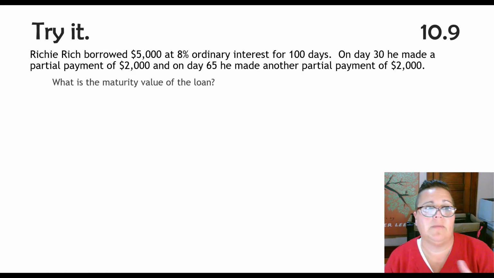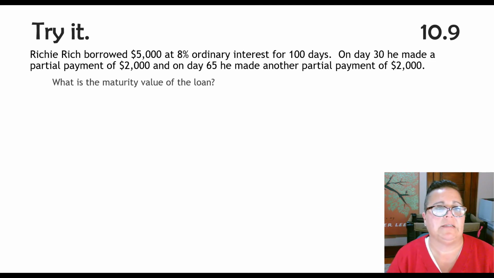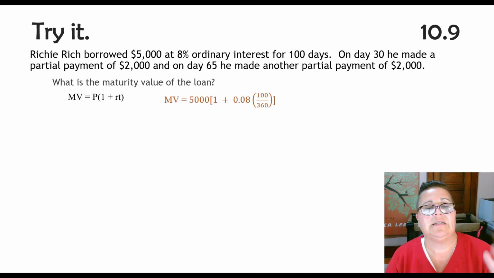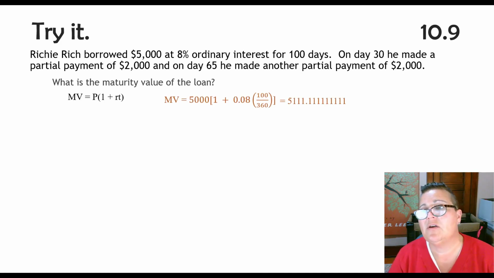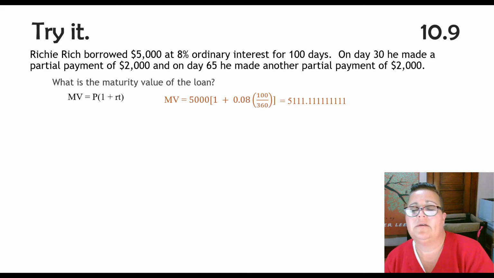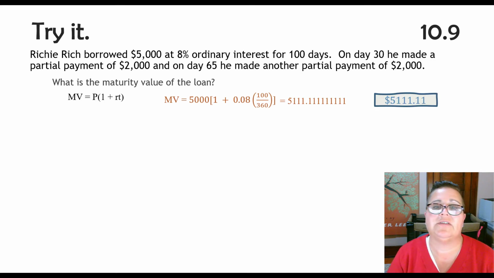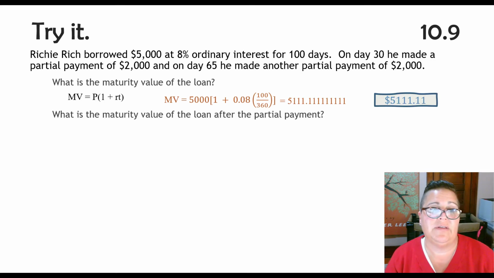That's the total amount of money that Richie Rich will owe at the end of this loan if he doesn't make any partial payments. So that's going to be 5,000 times 1 plus 0.08 times 100 over 360, or $5,111 with a repeating 1, which is $5,111.11.